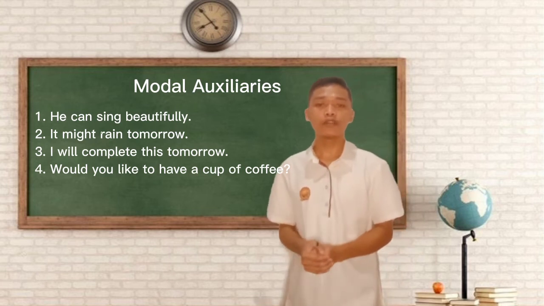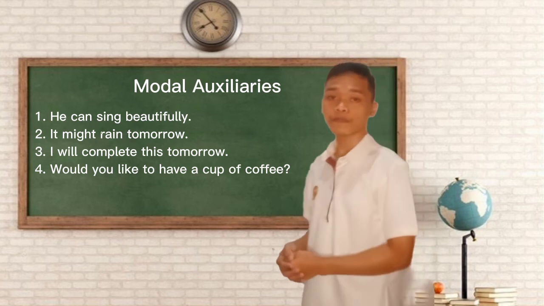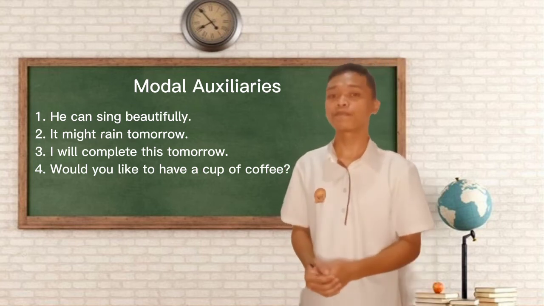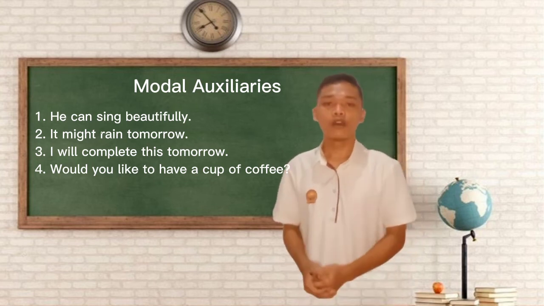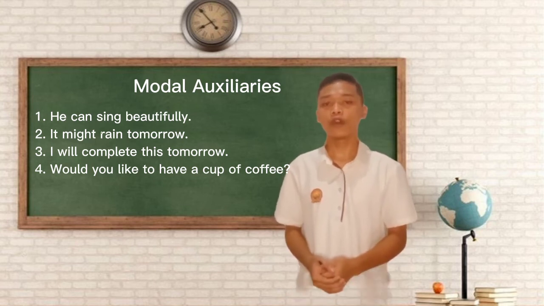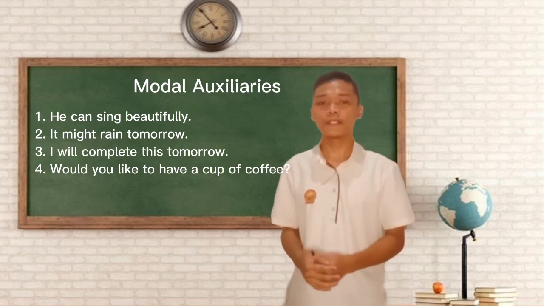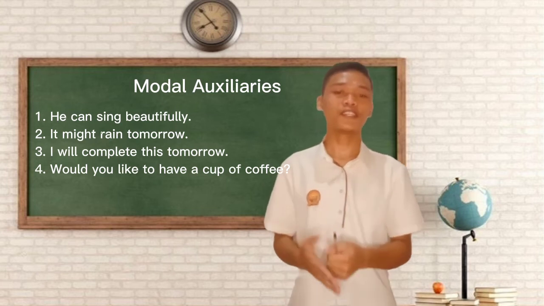Okay, example number 2. It might rain tomorrow. What is the modal verb here? Very good. Might is the modal verb. And it is? Excellent, Reggie. It expresses possibility. Okay, example number 3. I will complete this tomorrow. Yes, will is the modal verb here, and what modality does it express? That's right, it expresses obligation.